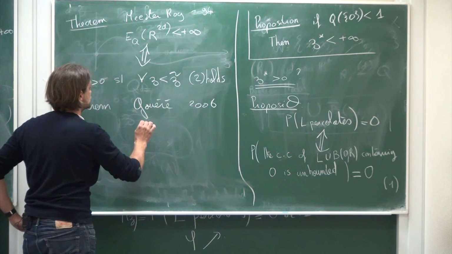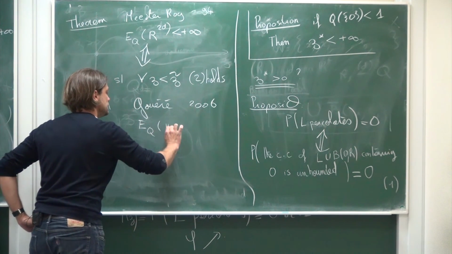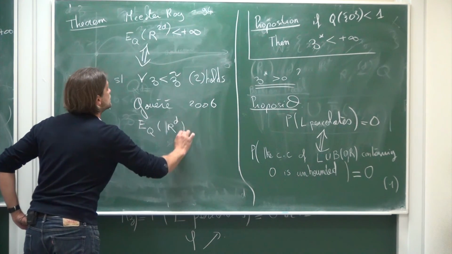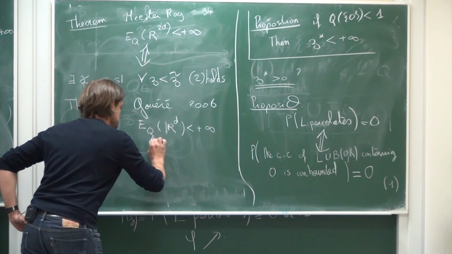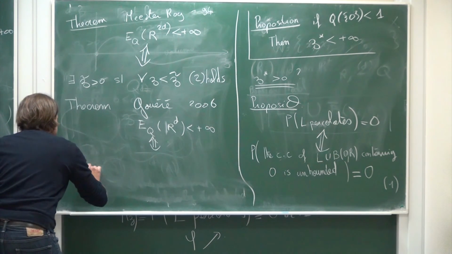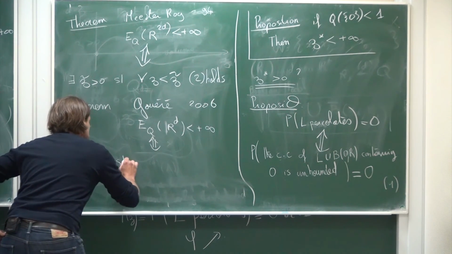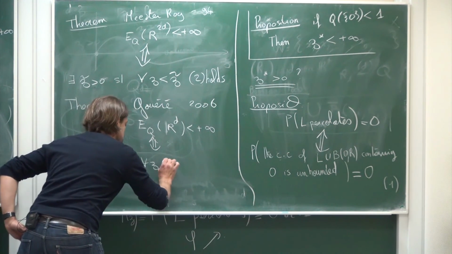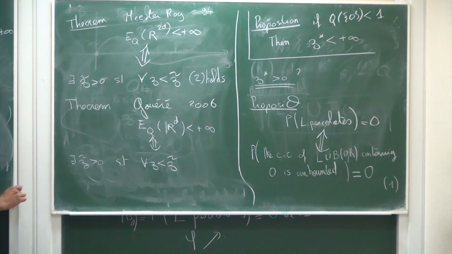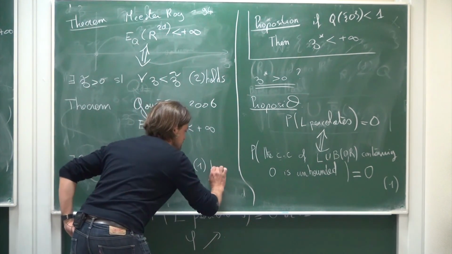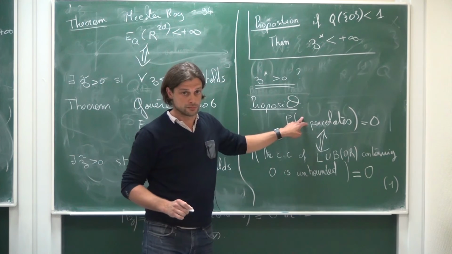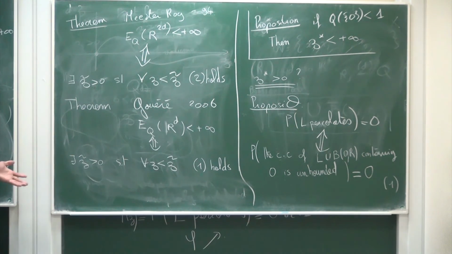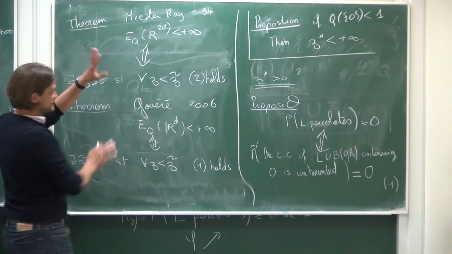And he proved that Q has a D moment. It's an equivalence between there exists Z tilde positive such that for all Z smaller than Z tilde, 1 holds, and 1 is equivalent to the no percolation. What it means, so with these two theorems we have exactly what happened.